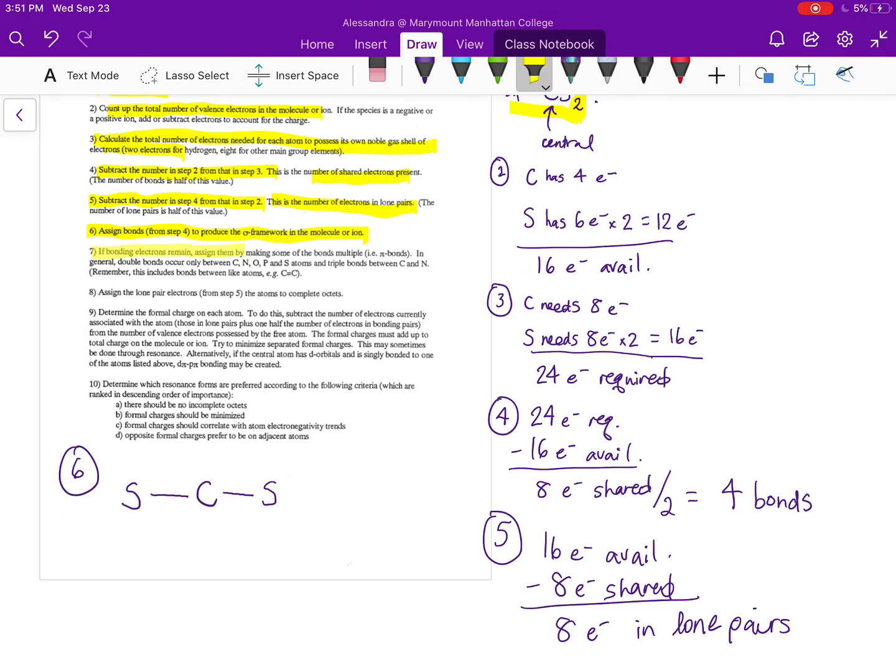Now I have to go on to step 7. And if bonding electrons remain, I'm going to assign them by making some of the bonds multiple. So I had 4 bonds, and in my molecule, so far I've only used 2 bonds. So I'm just going to double them up so that I have all 4 bonds.